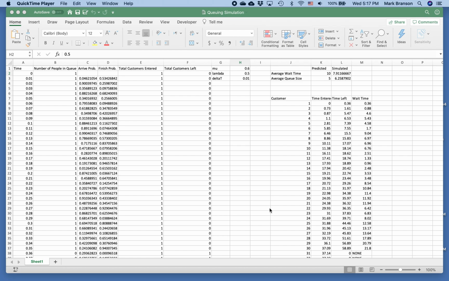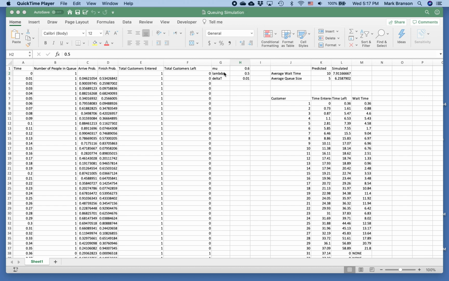So I'm going to walk you through building a simulation of a queue model in Excel. This is the Excel document. You'll see it attached with the videos. I'll just show you that it is pretty complicated. You may not understand everything that I'm doing here, but I just want to walk you through all the different pieces. So you can see here, I've got my mu, my lambda, and my delta t.